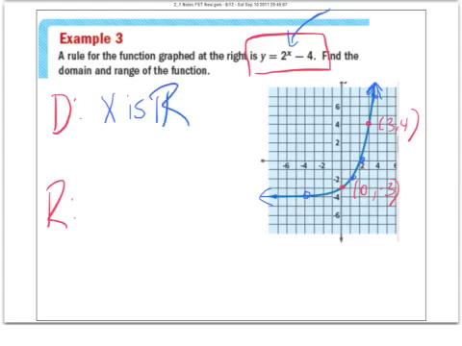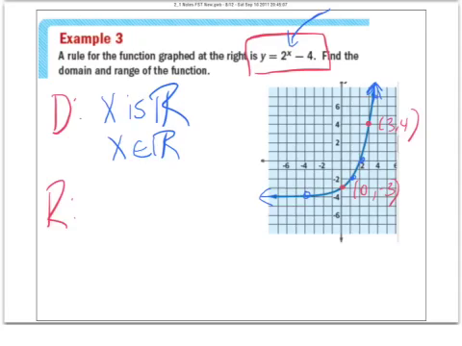And that can be my final answer. Another shorthand you could do is x is an element of all reals. Or you could just write it out in an equation format or a sentence: x is all real numbers. That's fine. Now the range.